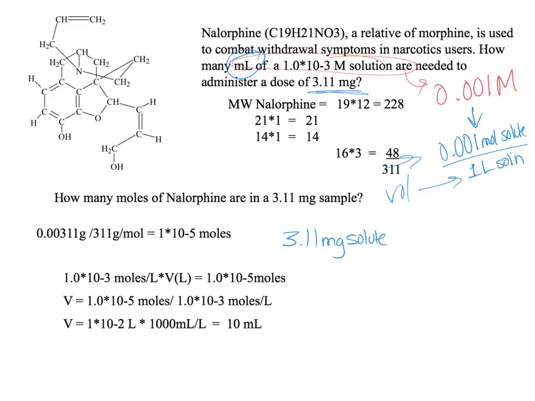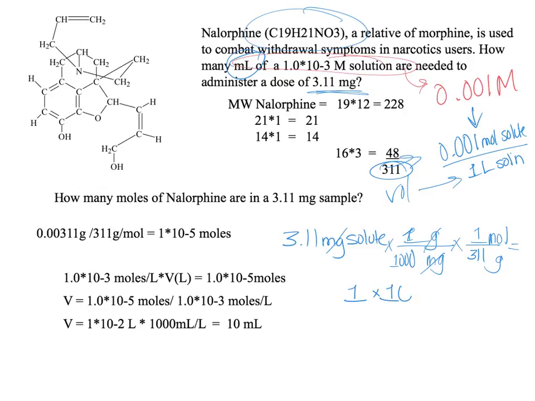So I can get moles, no problem. I have to convert milligrams of solute to grams, and then once I have grams, I can go from grams to moles of anything using the substance's molar mass. 1 gram is equal to 1,000 milligrams, and 1 mole of anything is equal to its molar mass. I give you the chemical formula here; it's really big, so I've already calculated its molar mass, which is 311. 1 mole of nalorphine has a mass of 311 grams. So 3.11 divided by 1,000 divided by 311 works out to be 1 times 10 to the minus 5 moles of solute. In other words, the patient needs to get 1 times 10 to the minus 5 moles of solute.